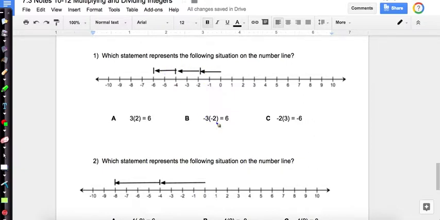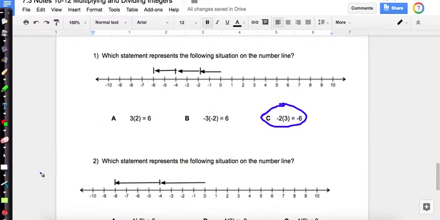3 arrows. And how long is each arrow? So look, 0 to negative 2, negative 2 to negative 4, negative 4 to negative 6. The length is negative 2, right? So we're looking for something that says 3 times negative 2 or negative 2 times 3. And if I look here, I have negative 2 times 3. Now, does this last arrow end at negative 6? It does, and this answer equals negative 6, so the correct answer is C.